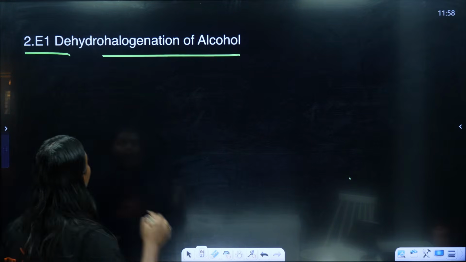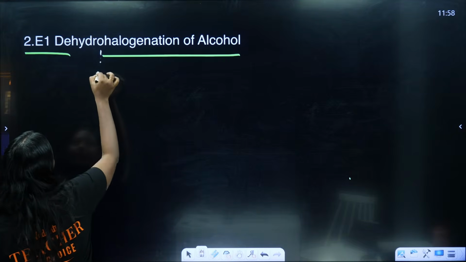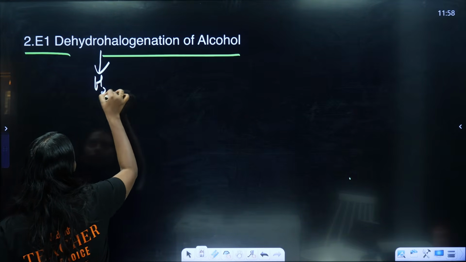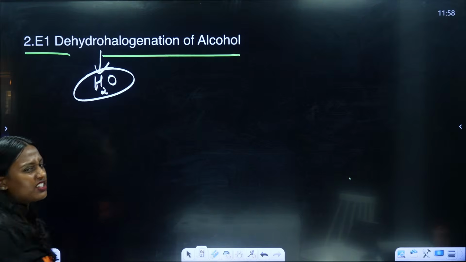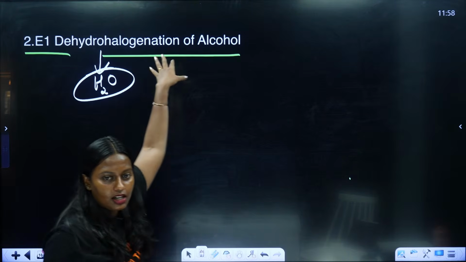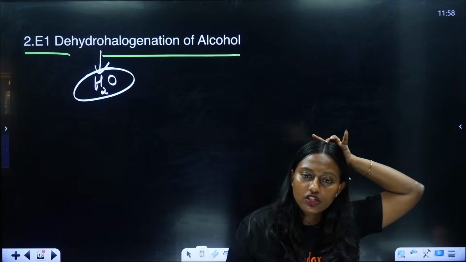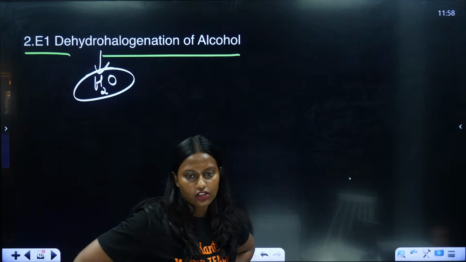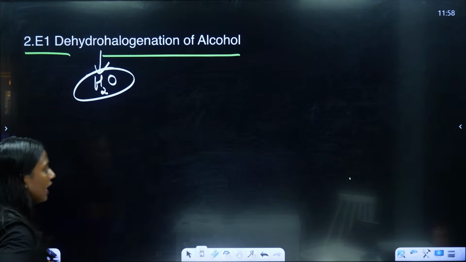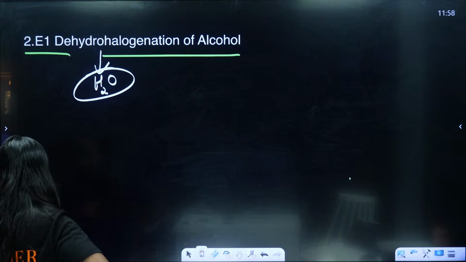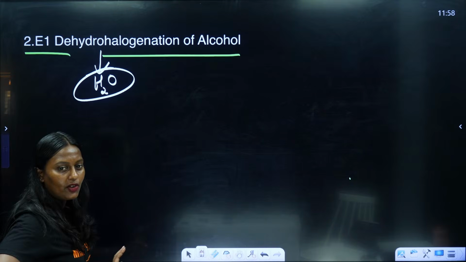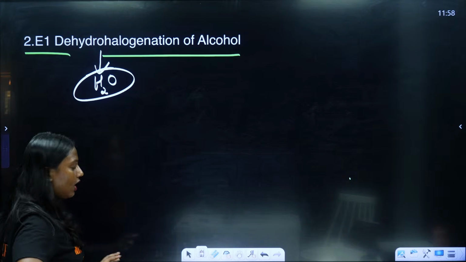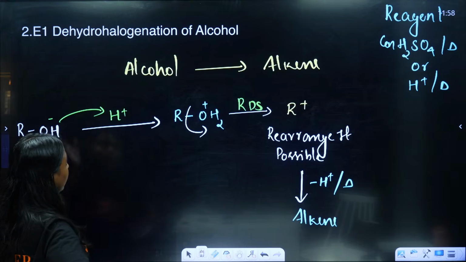This is not dehydrohalogenation, it's dehydration, removal of water. H2O dehydration. So there is a mistake. This is not dehydrohalogenation. It is dehydration of alcohol. Dehydration of water in alcohol.